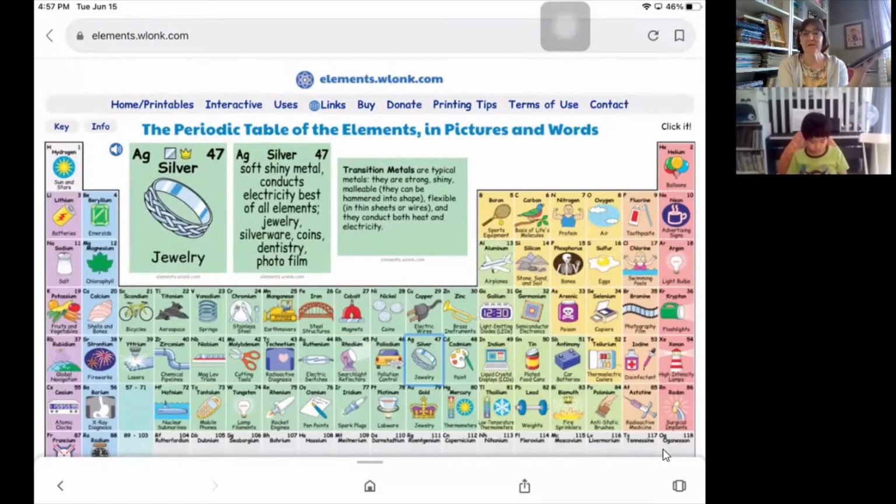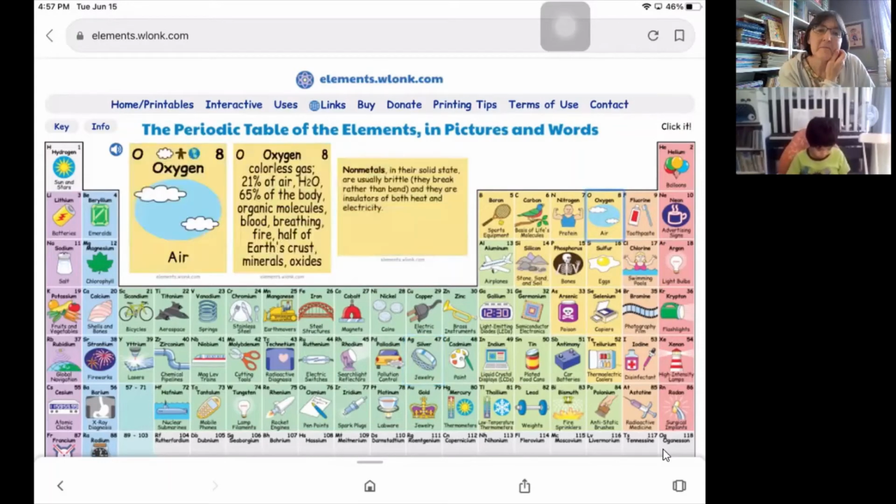It's good for jewelry. Did it work? It worked. Did you click on silver jewelry, number 47? Yes. And then it shows you the picture a little bit. Let's find number 8. Can you find oxygen, number 8? Yes. And see, that shows us that it's air.